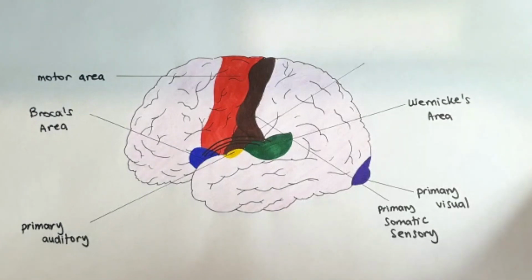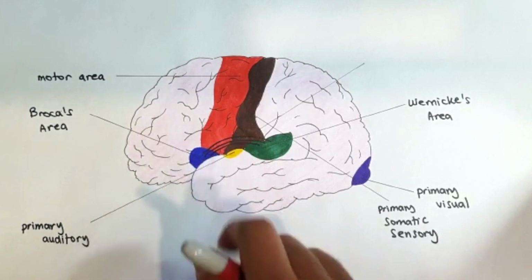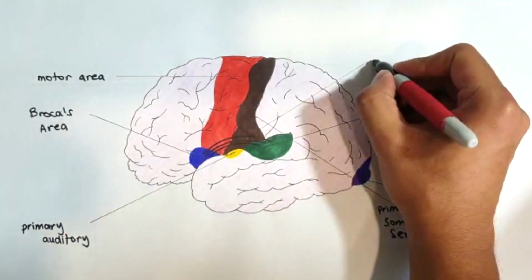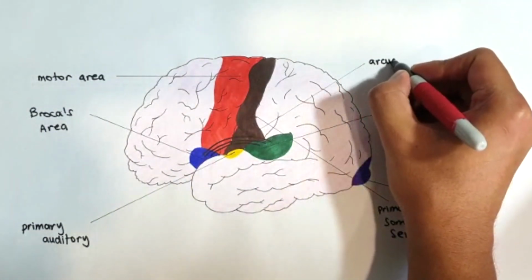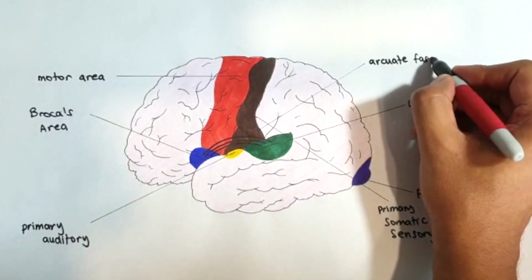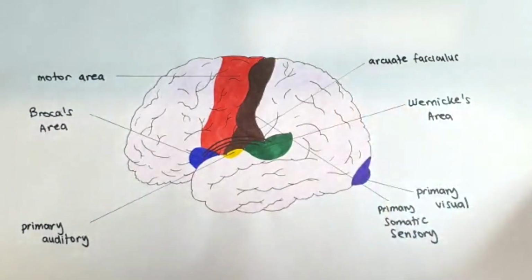Now, I have drawn in a new anatomical feature right over here, and this is known as your arcuate fasciculus. Now, the arcuate fasciculus is basically a bunch of fibers that connect the Wernicke's area to the Broca's area. Now, first, we're going to talk about how information travels when you hear a word.